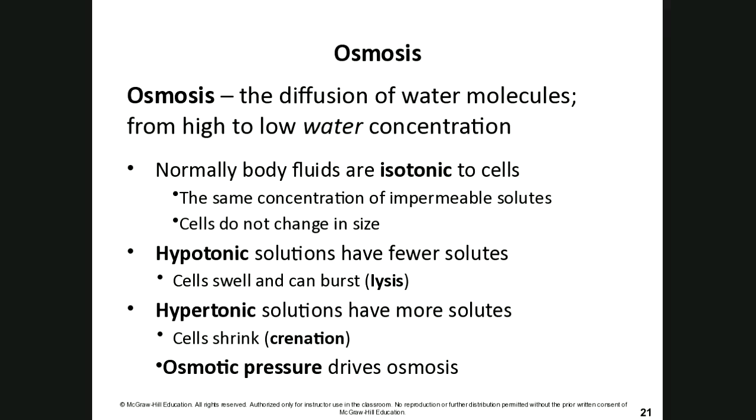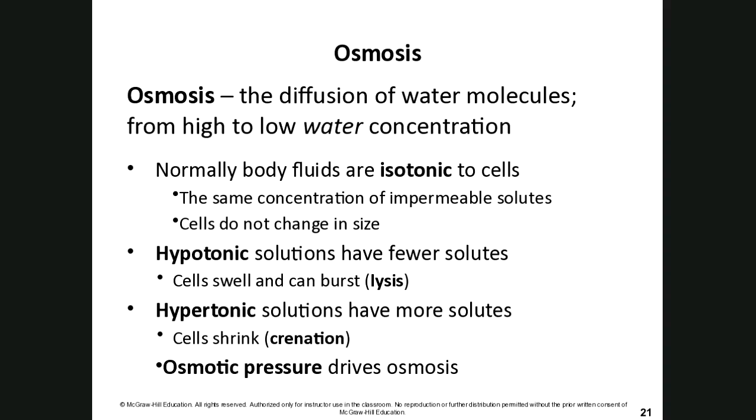However, there are some situations where that can change. If a cell is put in a hypotonic solution, that means that the solution has a higher concentration of water, but very few solutes, very few solid particles. Remember, water is still going to exhibit osmosis. Because there is a lower concentration of water on the inside of the cell than on the outside, if a cell is in a hypotonic solution, water has the tendency to move into the cell. When it does that, it causes the cell to swell and it can even burst, or what we call lysis.